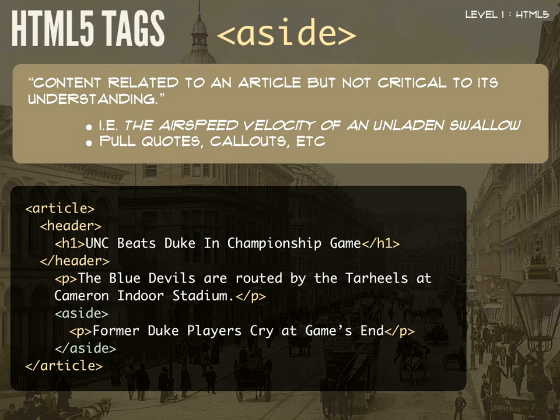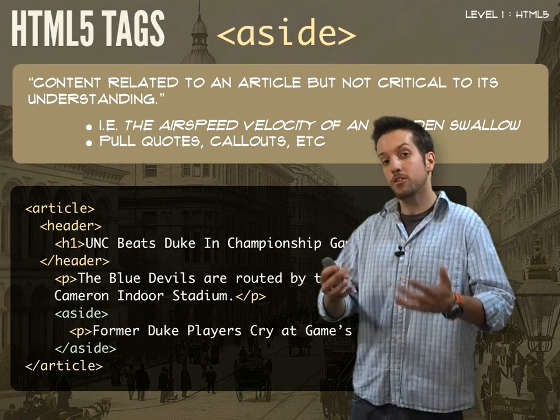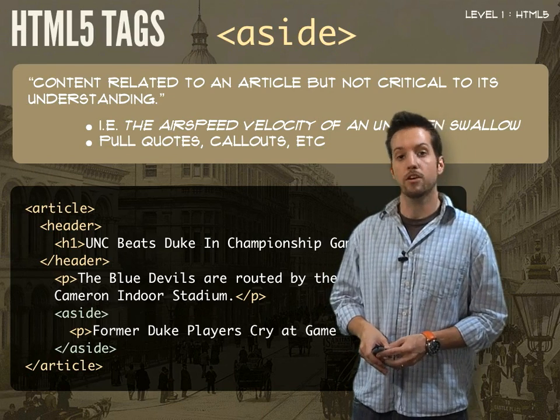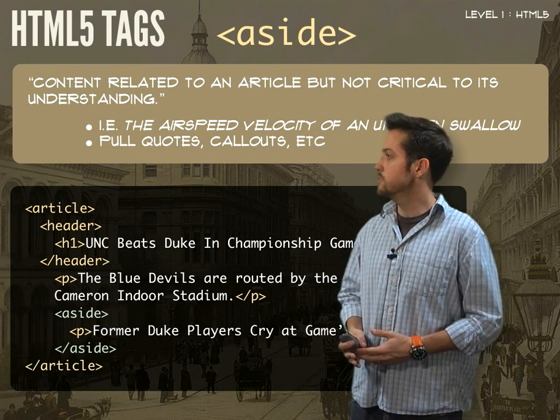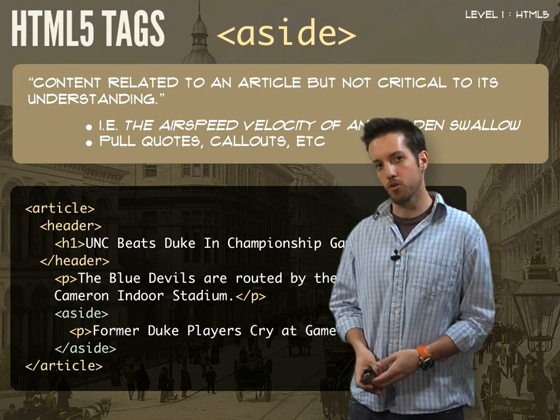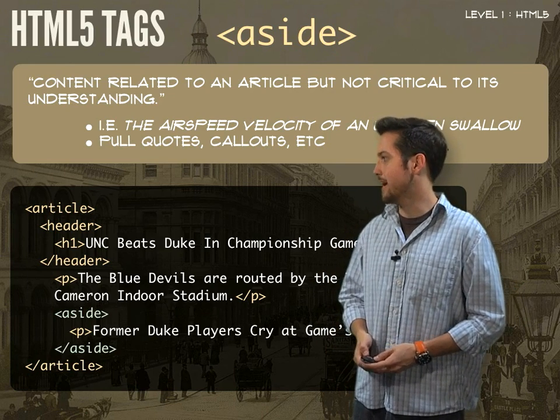So let's go back to our example. Remember our article here, UNC beats Duke in the championship game. Our paragraph copy, the Blue Devils are routed by the Tar Heels. Now we can include an aside within this article that says former Duke players cry at game's end. Now this isn't essential to your understanding of the actual article, but it's just information that helps spruce up that article. This is a good example of how an aside might be used.